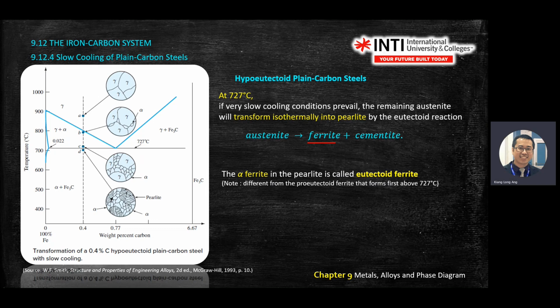So after you pass this line, after you pass this 727 line, you will get eutectoid. It's a bit different from the previous one. Pro-eutectoid is here. The first grain that grow alpha. After you drop temperature from gamma, pass through this blue line, very near to B, just past this blue line, you get the first grain. First grain is called pro something.